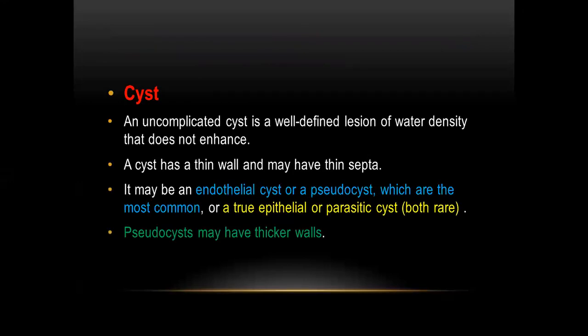Other lesions of the adrenal gland include cysts. An uncomplicated cyst is a well-defined lesion of water density that does not enhance. A cyst has a thin wall and may have thin septa. It may be an endothelial cyst or pseudocyst, which are the most common, while true epithelial or parasitic cysts are rare. Pseudocysts may have a thick wall.